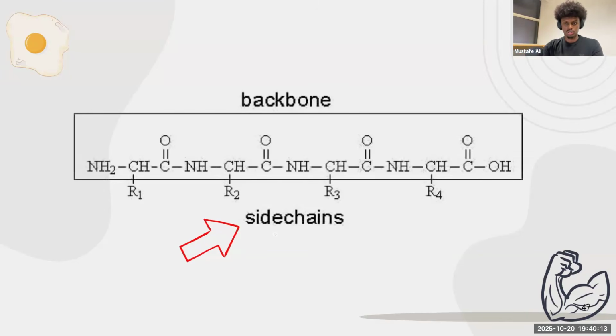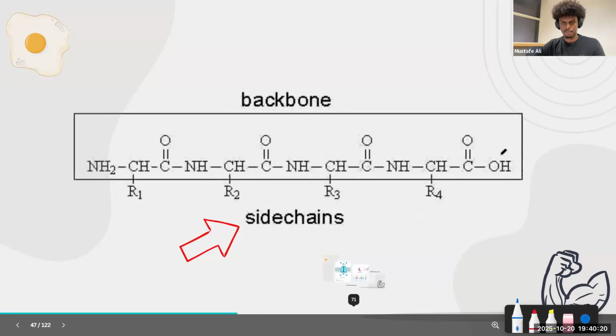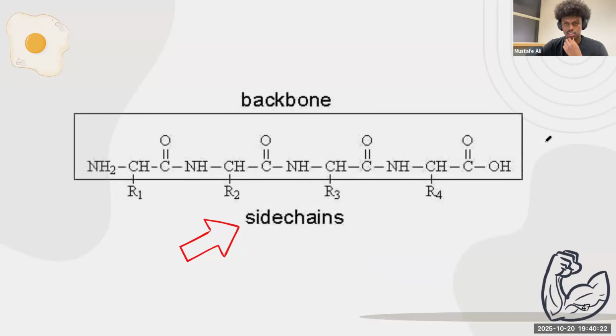Hey, can we move on? Or do you guys have any other questions? Yes. Side chains are the R groups. Yes. Okay. So can we move on?